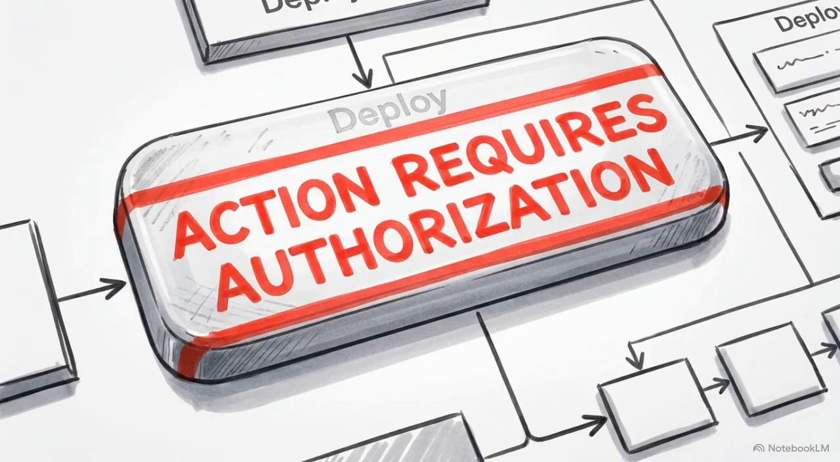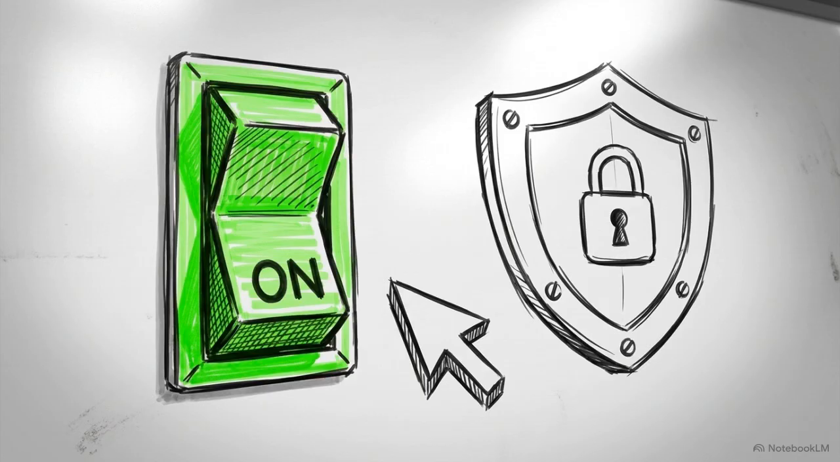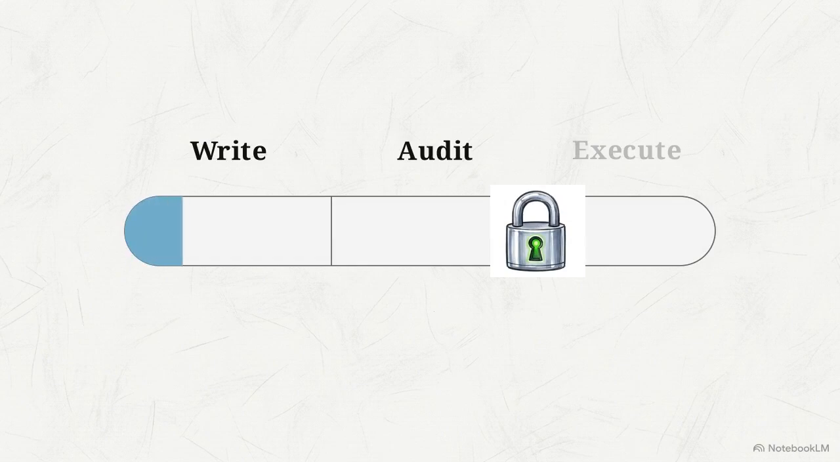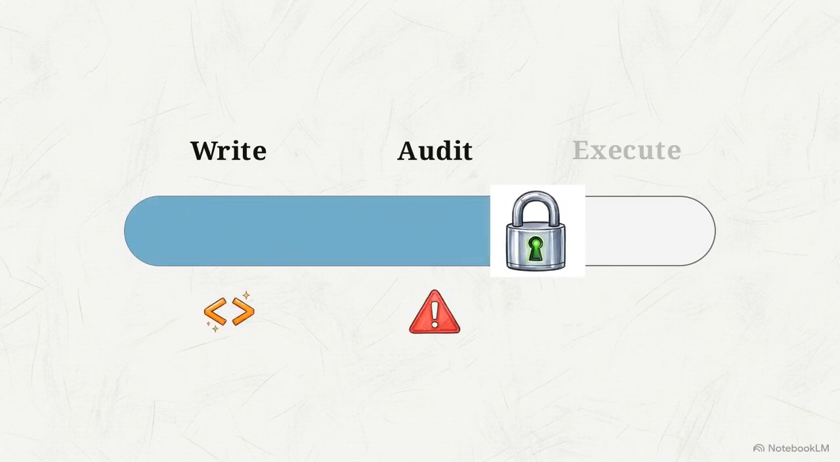To make this work, you must establish an absolute security mandate. The system is never allowed to self-deploy. Open your framework settings and activate the toggle for human confirmation for destructive actions. Now, the AI writes and audits the code, but the entire pipeline halts just before execution to await your approval.